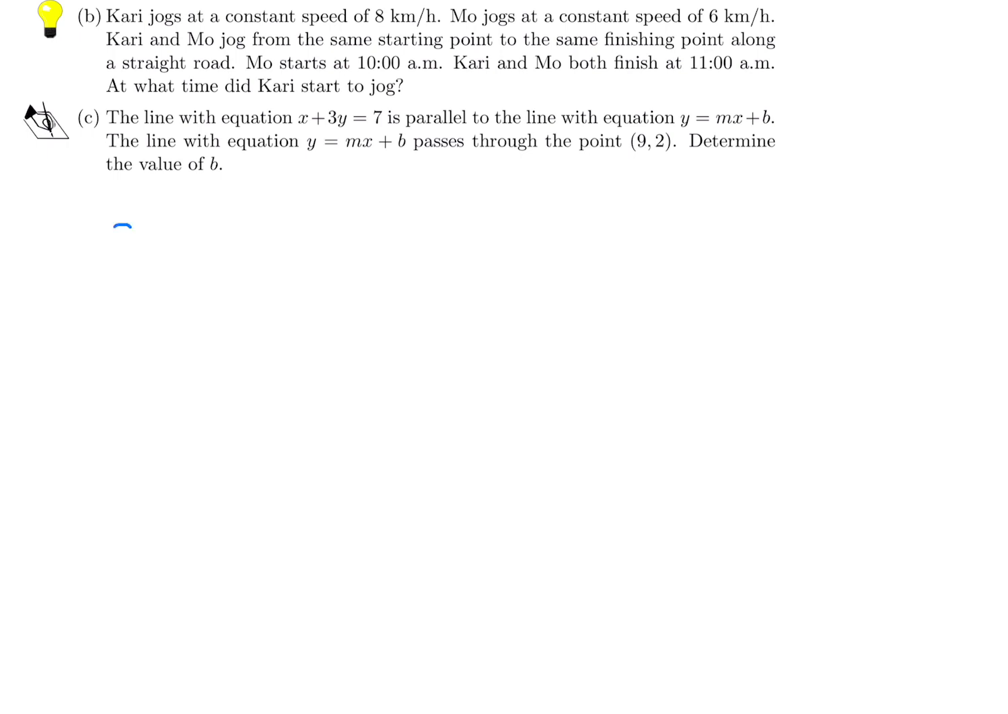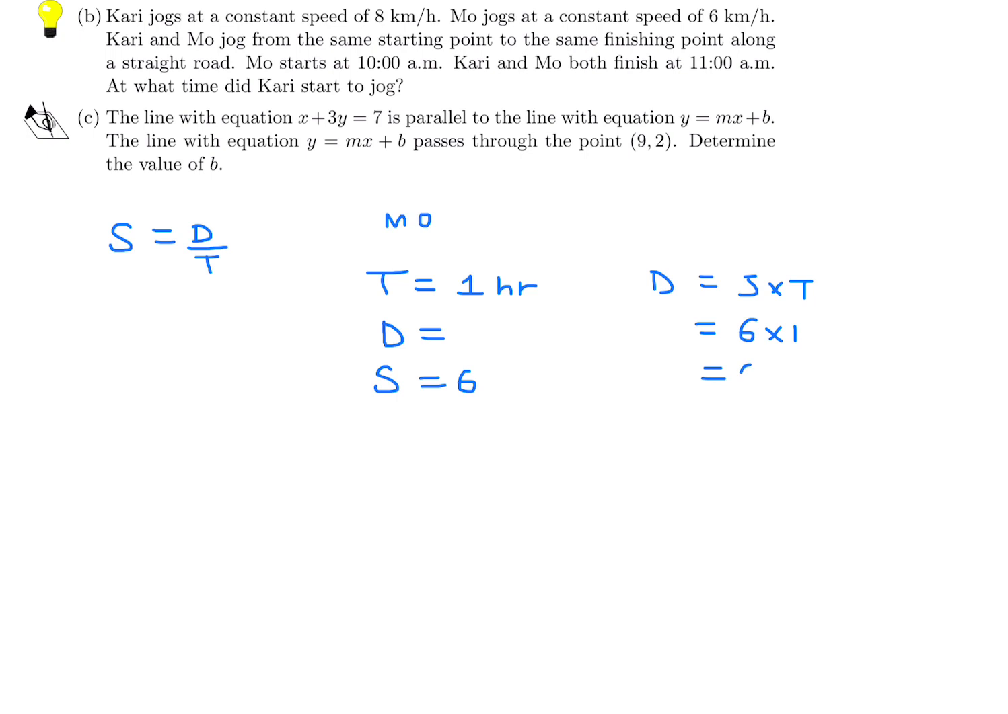Well, speed, as always, is equal to distance over time, and any variation of that formula will be true as well. So Mo starts at 10 a.m. and finishes at 11, so his time is a full 1 hour. His distance I don't know, but I know his speed is 6 kilometers per hour. So distance is speed times time, 6 times 1, which is 6. So the distance is 6 kilometers.